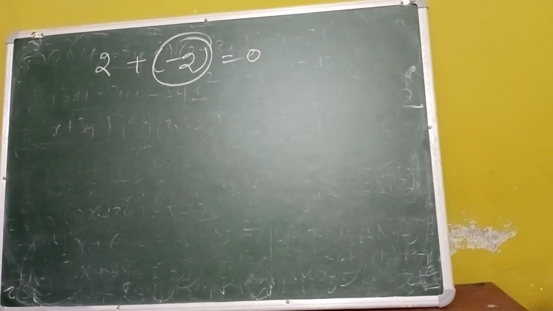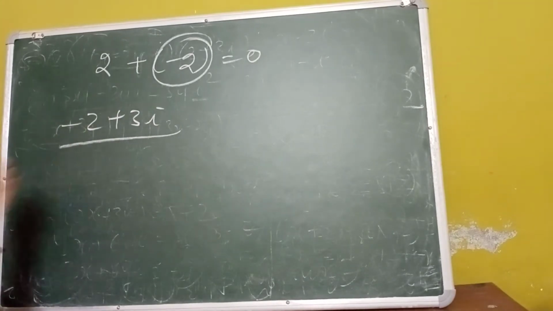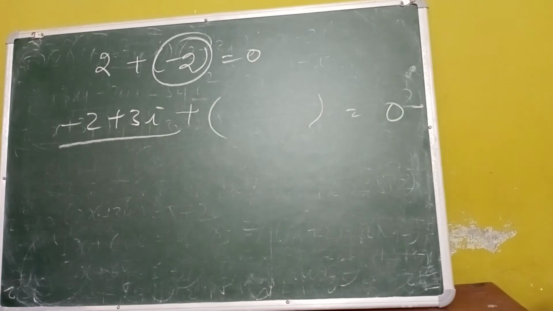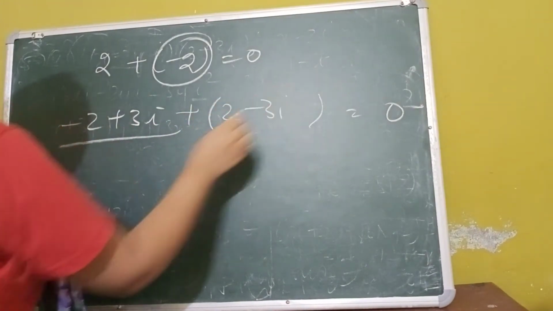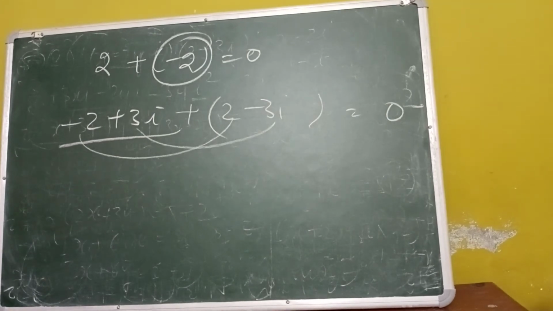Same here, we are going to study the given minus 2 plus 3i. What will be the additive inverse of this? After adding, we have to get 0. So it will be 2 minus 3i, because when we add it to this, we will get 0. These are known as the additive inverse.